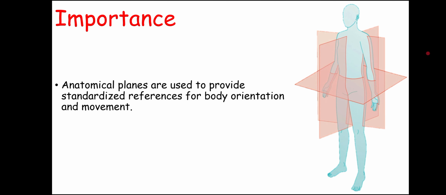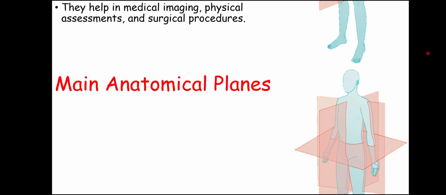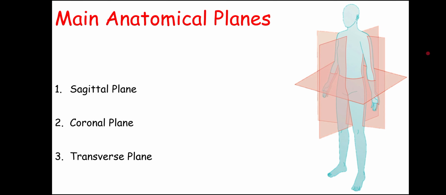Anatomical planes are used to provide a standardized reference for body orientation and movement. They help in medical imaging, physical assessment, and surgical procedures. Now let's talk about the main anatomical planes. The main anatomical planes are the sagittal plane, coronal plane, and transverse plane.